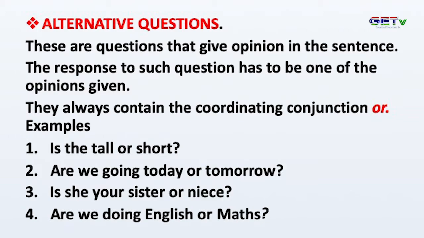You are given an opinion here, whether the principal is tall or he is short. Number 2, are we going today or tomorrow? You are given an opinion, an alternative, today or tomorrow. Number 3, is she your sister or niece? Number 4, are we doing English or maths? So this is what we call alternative questions because they give an opinion. We move on.